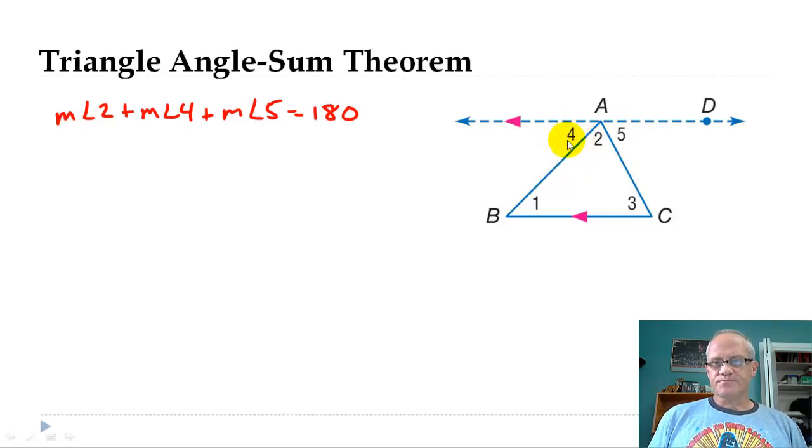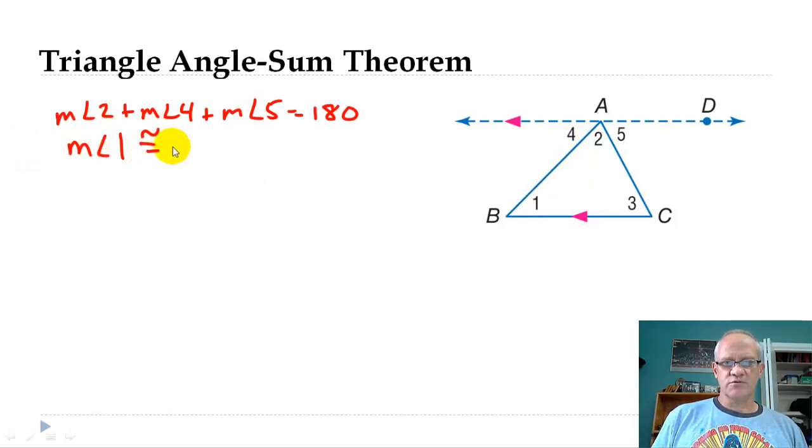Now look what else we know here. If we have parallel lines, and this is one of the lines that cuts across, look at angle 4 and angle 1. Angle 4 and angle 1 are congruent, right? So angle 1 is congruent to angle 4, because they're alternate interior angles. Remember, they're both inside the two parallel lines on opposite sides of that transversal.